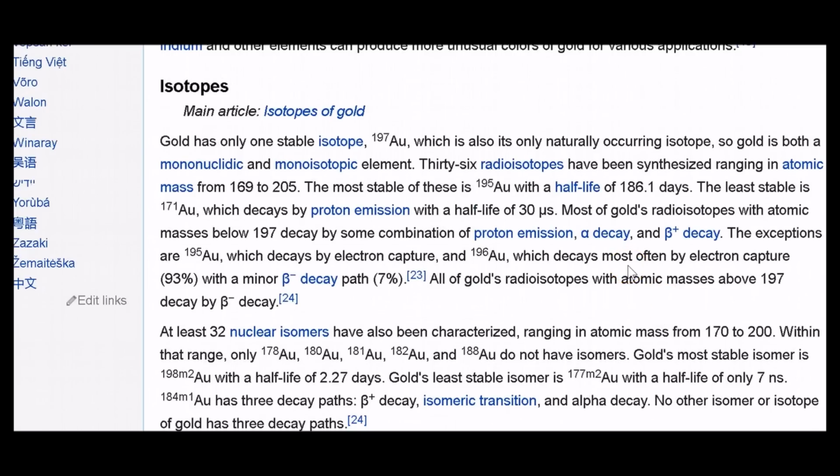All right, well, we can't leave without eating this piece of the pie, or the phi, as it may be. So the most stable of these 36 radioisotopes of gold is 195 Au, with a half-life of R phi. Isn't that interesting? So that's the half-life. It's the 816 number again.